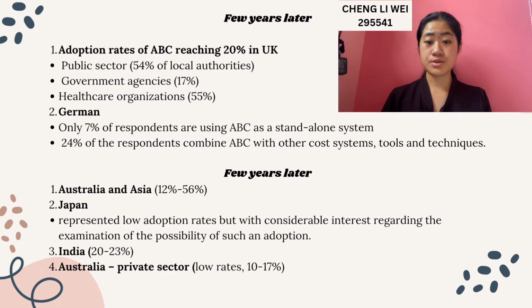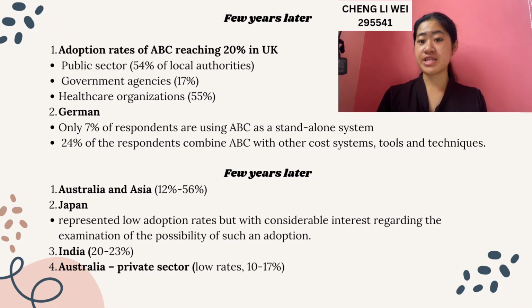A survey conducted among German companies including service, insurance, banking, retail, and manufacturing companies shows that only 7% of respondents are using ABC as a standalone system, while 24% of respondents combine ABC with other cost systems, tools, and techniques.